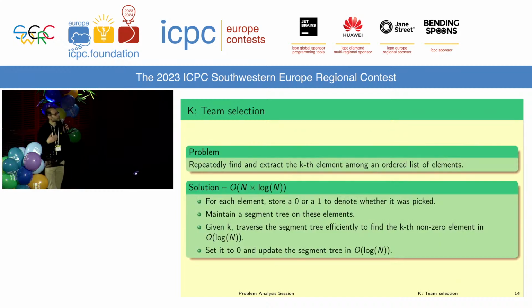The problem was to repeatedly find and extract the kth element among an ordered list of elements. The expected solution was of complexity n log n, and it goes as follows. For each element, you can store a 0 or a 1 to denote whether it was already chosen. Then you maintain a segment tree on these elements. Given a k, you traverse the segment tree efficiently to find the kth non-zero element in log n time. Then you set it to 0 and update the segment tree in log n time as well.